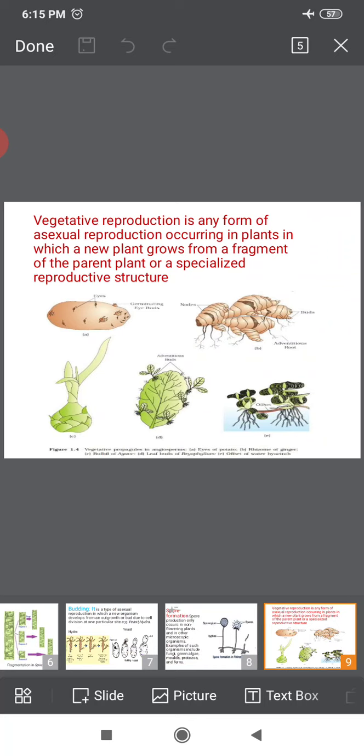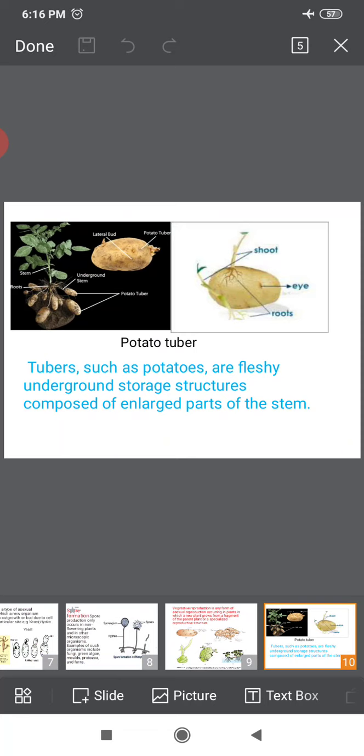Vegetative reproduction. Vegetative reproduction is a form of asexual reproduction occurring in plants in which a new plant grows from a fragment of the parent plant or a specialized reproductive structure known as vegetative propagule. It may occur by a tuber, by rhizome, by bulbs, or by leaves. In potato, the new plant develops from the eye.